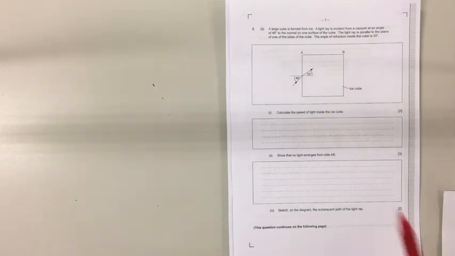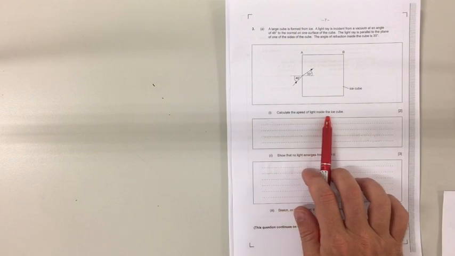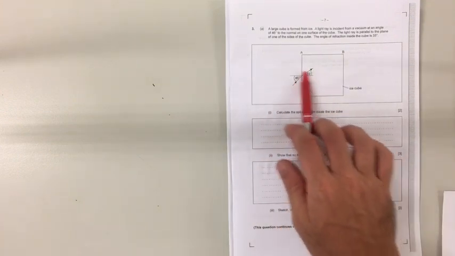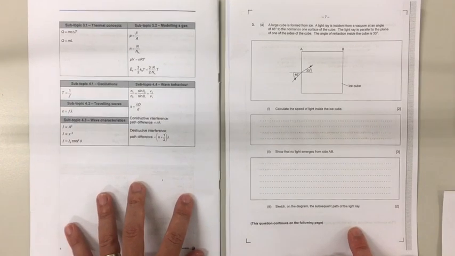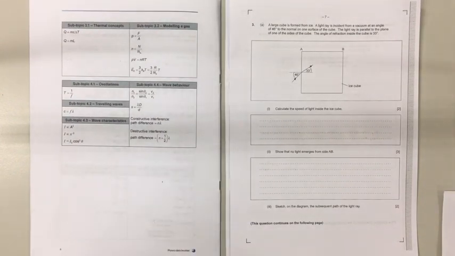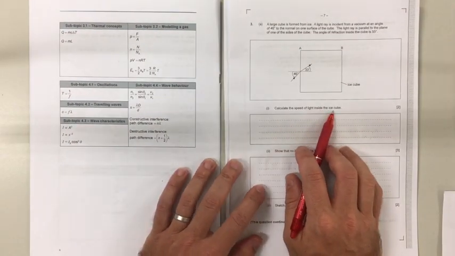Okay, this question is about light. It's calculating the speed of light inside the ice cube. You've given some data here, and we've got our data booklet here for some equations. So we have to calculate the speed of light inside the ice cube.